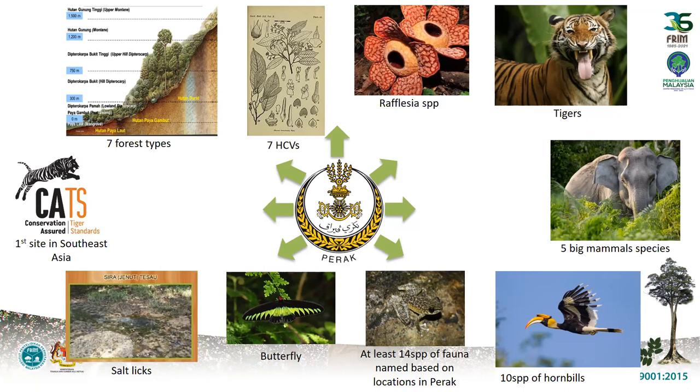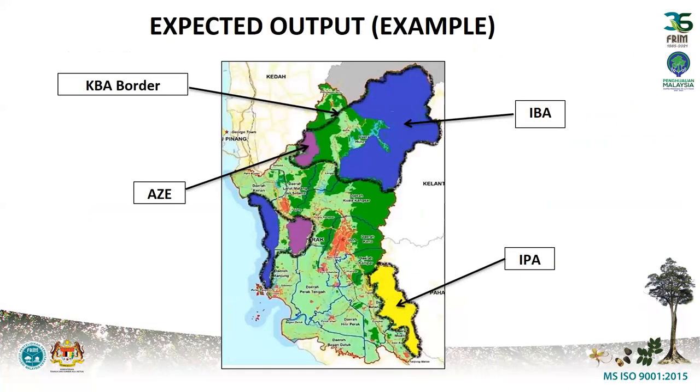And last but not least, salt licks very important for herbivores, especially lah, yang mana herbivores ni menjadi makanan kepada tiger, jadi perlu ada. Dan di negeri Perak ni ada satu site, the first site in Southeast Asia yang menggunakan conservation assured tiger standards. Ini di peringkat global, inilah satu standard yang mana digunapakai dan diiktiraf. So, negeri Perak ada satu site ni. Jadi, inilah kita mengharapkan di penghujung projek nanti, dia adalah contoh.